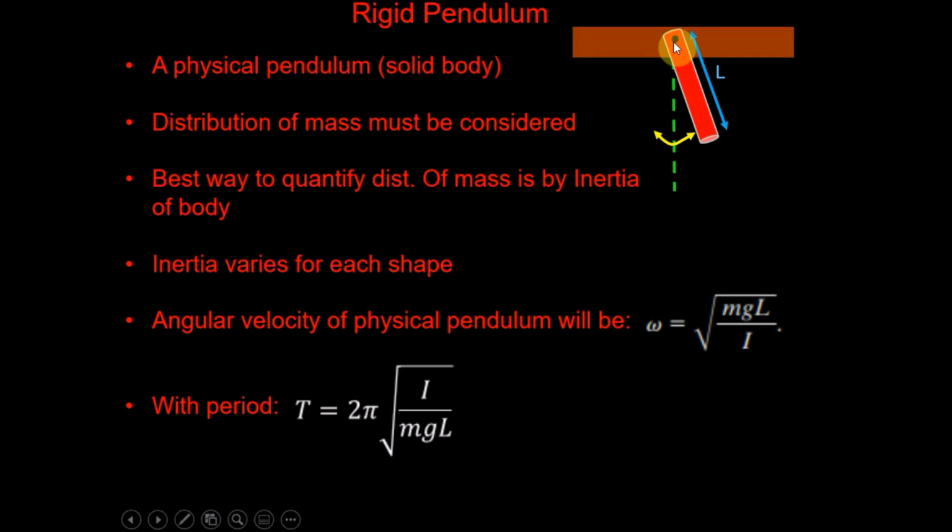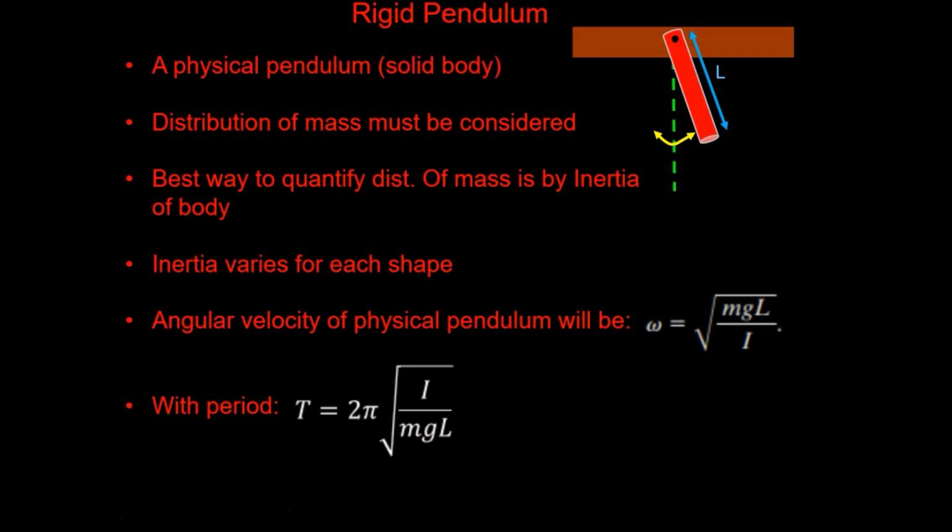In a case like this, we cannot just use T equals 2 pi root L over g. What we have to look at here is the distribution of mass through this pendulum. So, anywhere you see a solid object that is oscillating, you will always have to engage with an inertial term, I. And that I, as I said, is unique for every single shape. So the angular velocity, in the case of a physical pendulum as it's referred to instead of a rigid pendulum, is omega equals square root of mgl over I. Consequently, our period again is 2 pi root I over mgl.